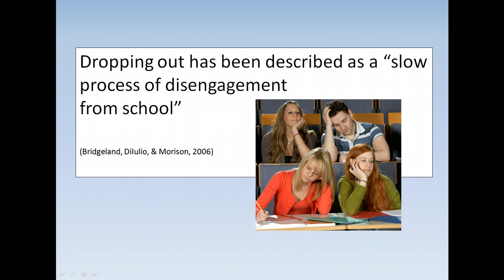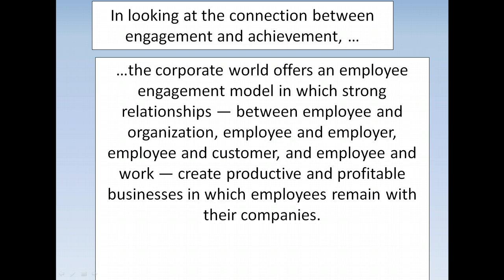We can look to the business world for an analogous model of the effect of engagement on achievement. The corporate world offers us a view of an employee engagement model in which strong relationships between the employee and the organization, the employee and the employer, the employee and the customer, and the employee and the work combine to create a productive and profitable business in which employees remain with their companies rather than choose to look elsewhere for a better fit.